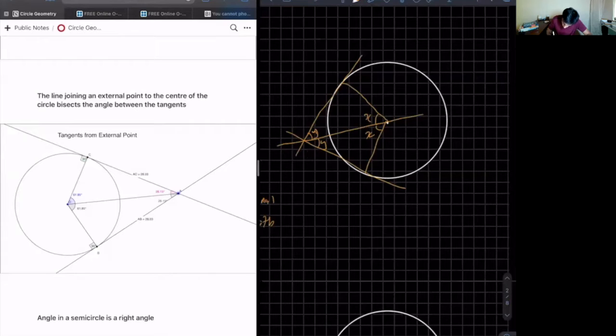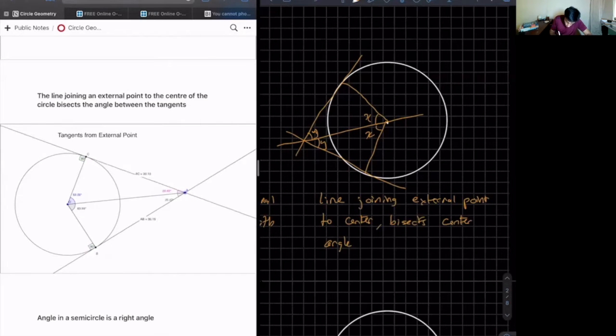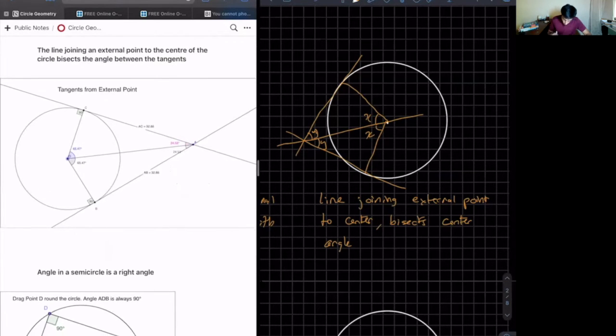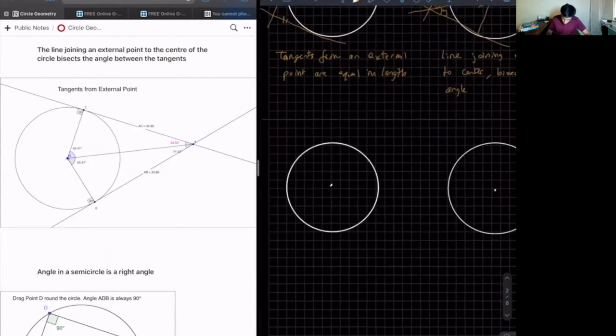So let's write this down. Line joining external point to center bisects center angle. Okay, that means if we go from A to O in the center, it will bisect this angle. All right? Good. Keep writing this down. Good stuff. All right, let's move on to the next rule, shall we?